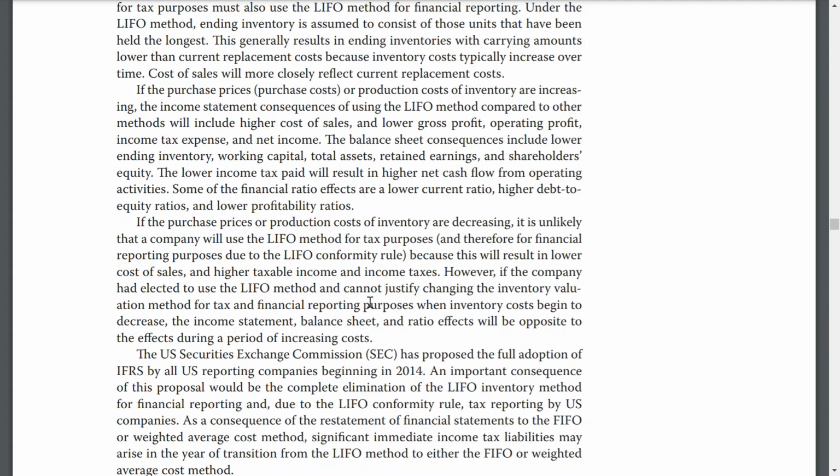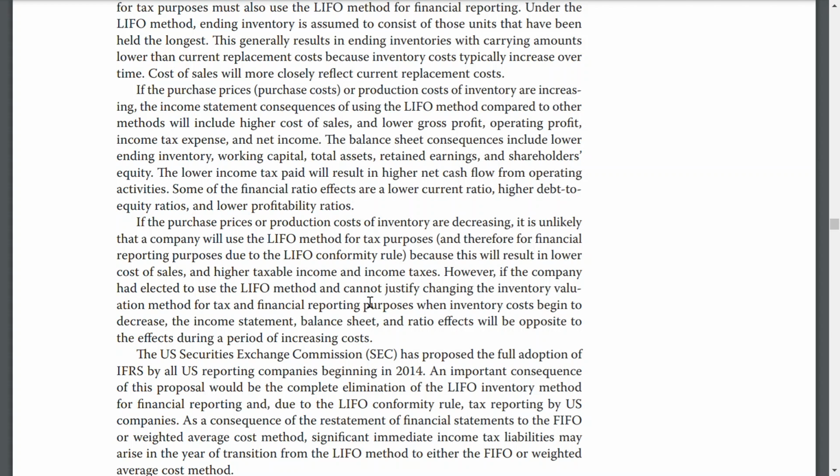If the purchase cost or production cost of inventories is increasing, the income statement consequence of using the LIFO method compared to other methods will include higher cost of sales and lower gross profit. If purchase prices or production costs of inventory are decreasing, it is unlikely the company will use the LIFO method for tax purposes, because it will result in lower cost of sales, higher taxable income, and higher income taxes.